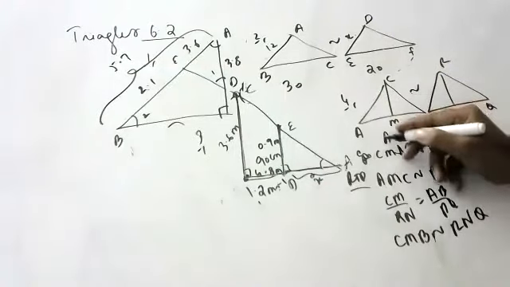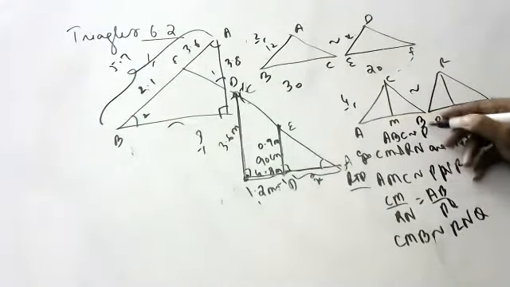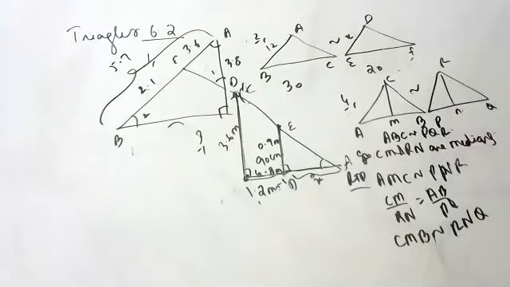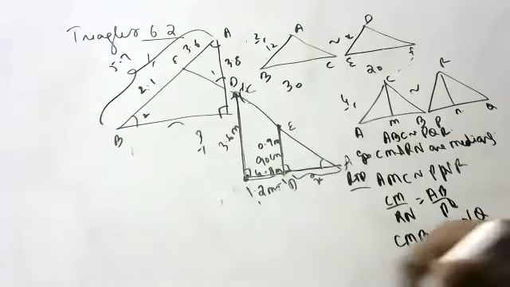I'm sorry, I'm not manipulating, children. They have to give that: ABC and PQR are similar triangles. Now, first proof, children. I'm showing you the first proof. See here also.